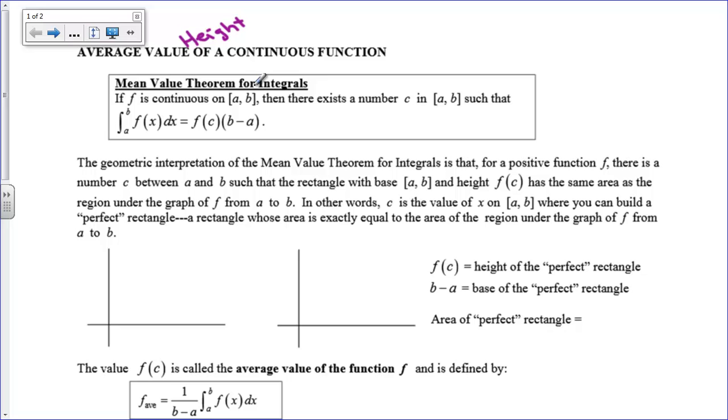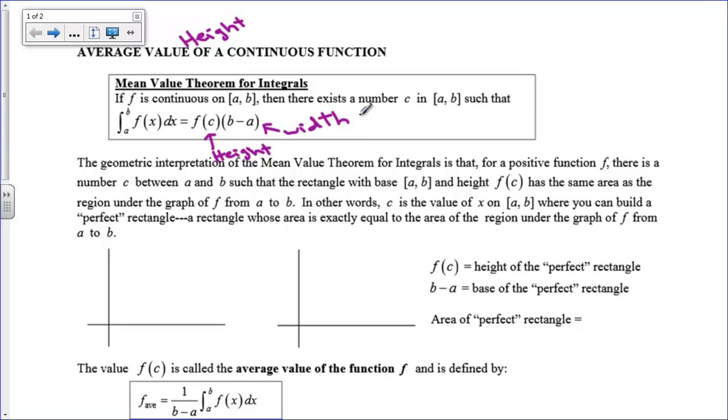We've got a mean value theorem for integrals that says if f is continuous on a closed interval a to b, then there's some number c in the closed interval a to b such that the integral matches f of c times b minus a. And this big paragraph here is very important about what this means. We know that our integral from a to b of f of x dx is the net signed area underneath the curve. f of c is a height at some value c, and b minus a, that is a width.